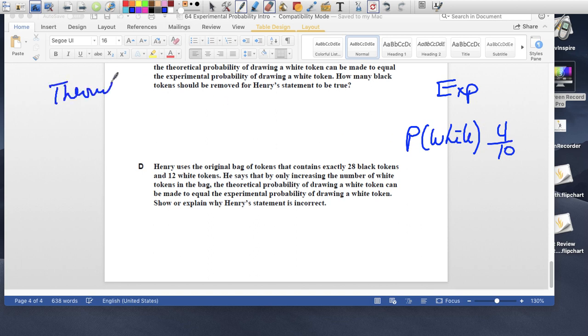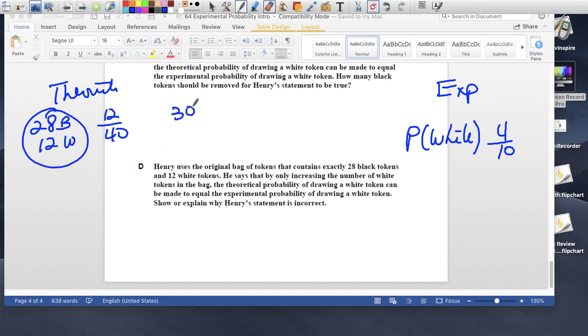In the theoretical, we had 28 black and 12 white. There is right now a 12 out of 40 chance of selecting a white, and 12 divided by 40 equals 30%. So right now we're at 30%. Right, so how many whites should I increase so that I get 40%?